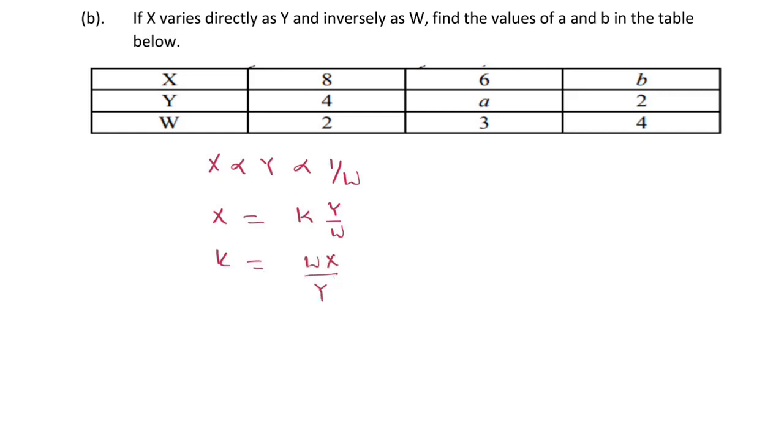Y. Okay, so we have X equals 8, Y equals 4, and W equals 2 from the table given. Let us now substitute these values in order to find the value of K. Then our equation is going to be K equals 2 times 8 over 4. After solving this, we have 4.